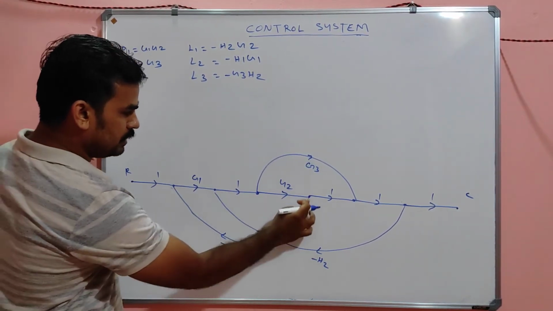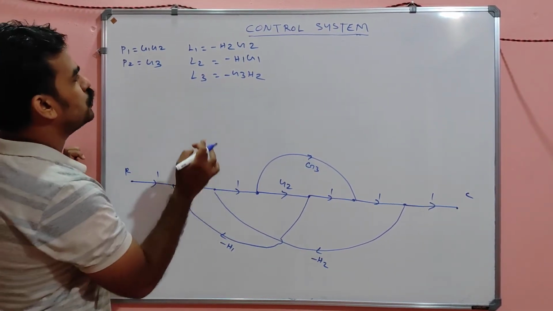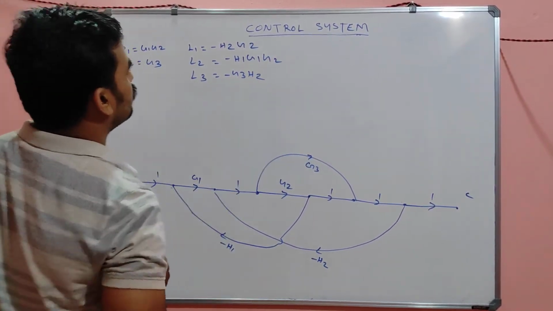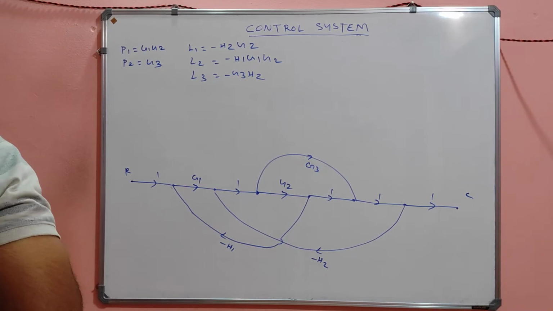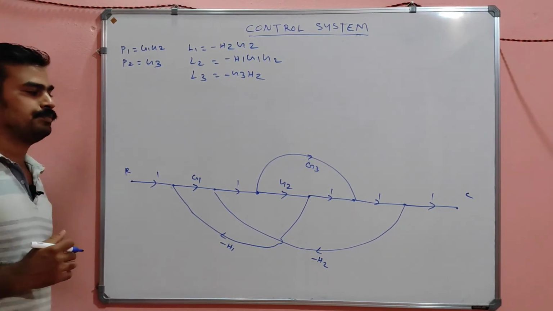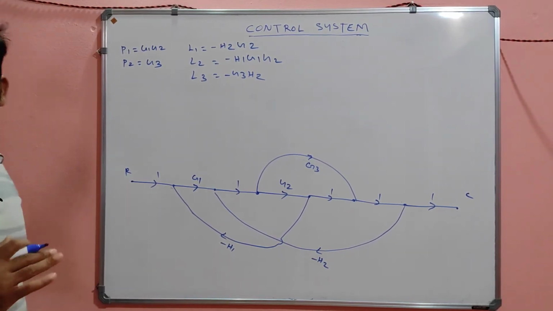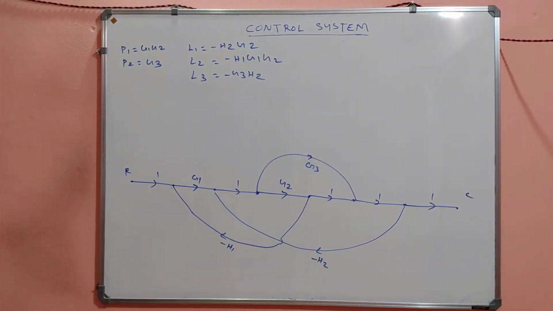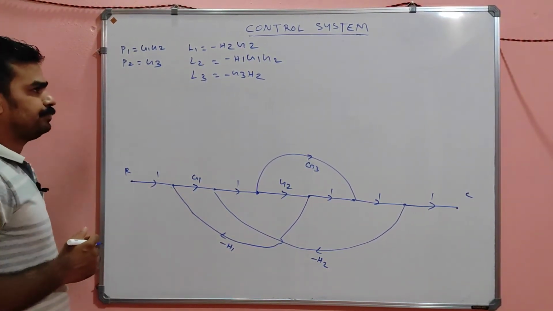This bigger loop is G1 G2. Then G1 G2 H1, and G2 H2, and G3 H2. Correct? All are the loops now. Is there any other loop here? No. Only these three loops are there.